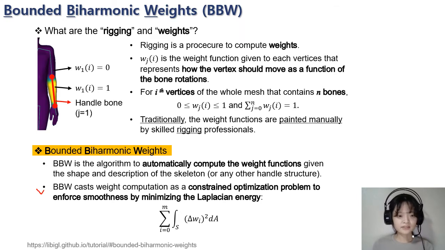As written here in the second bullet, BBW is a constrained optimization problem to enforce smoothness, which seems a bit complicated, but the concept is pretty simple. If we provide a skeleton structure like this green line here, it works as the constraint with the weight of 1. Then the program spreads the weight to neighboring vertices so that the vertices are automatically colored as shown in this picture.